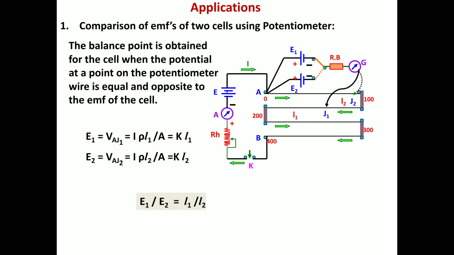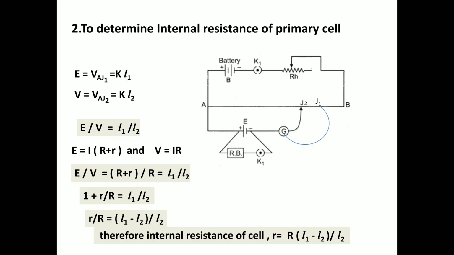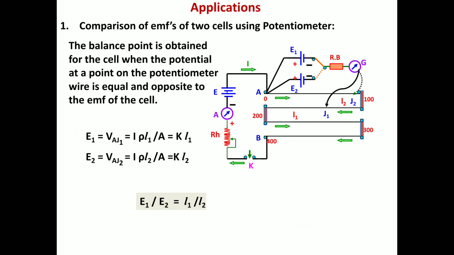Now, its second application is to determine the internal resistance of a primary cell. If you look at the circuit diagram, what is the change in the circuit diagram from the previous one?